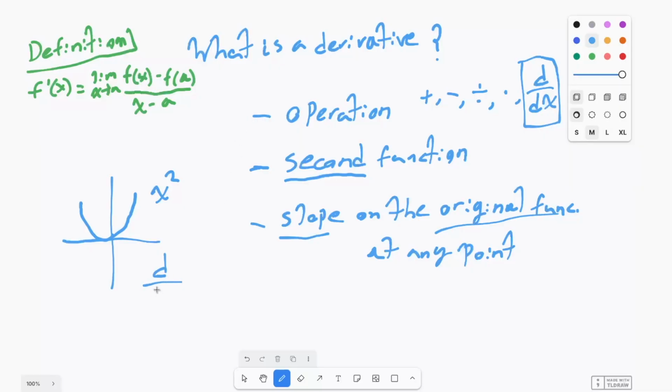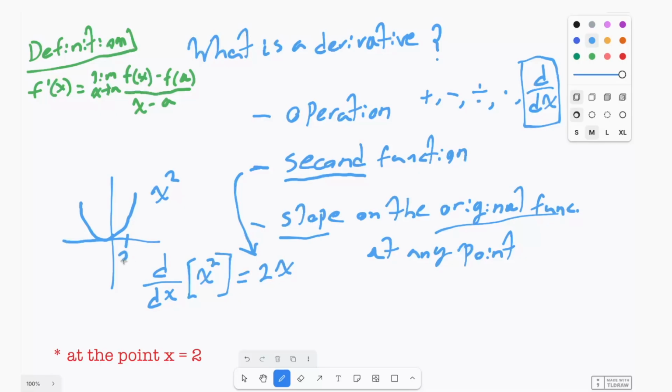So we can take the derivative of x squared, which equals 2x. This is our second function that we got out from the derivative operation. We wanted to know the slope at any point, and let's say we want to know the slope of x squared at point 2. We can use our derivative here of x squared, and we can plug in the 2, and that will equal 4. So at the point of x equals 2 on the graph of x squared, we found that its slope at that point is equal to 4.